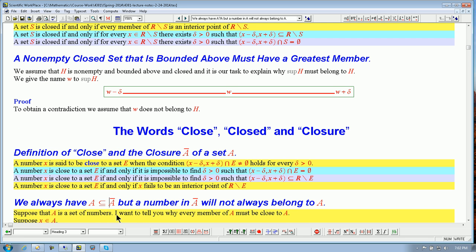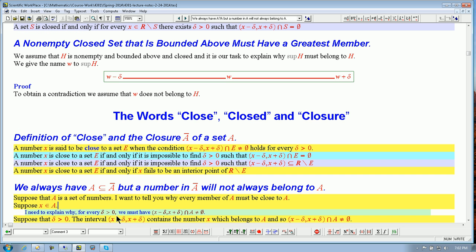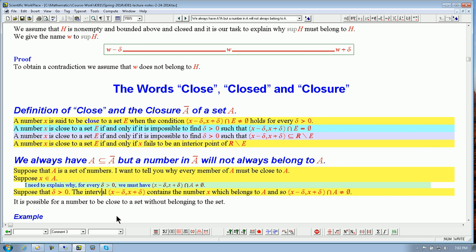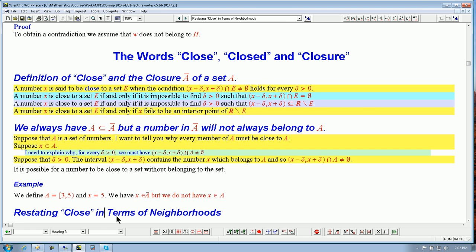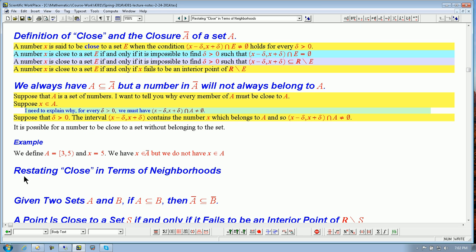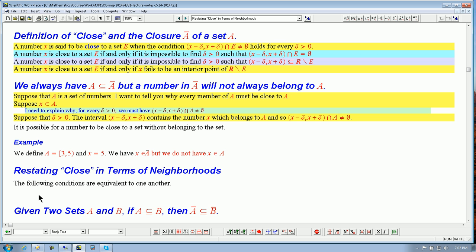Okay. Now, I want to talk to you about, I can't find it. Here. Close in terms of neighborhood. I may come back there. I may relent and come back and give you a review of that. I'm going to tell you that the following conditions are equivalent to one another. I'll call them 1 and 2.